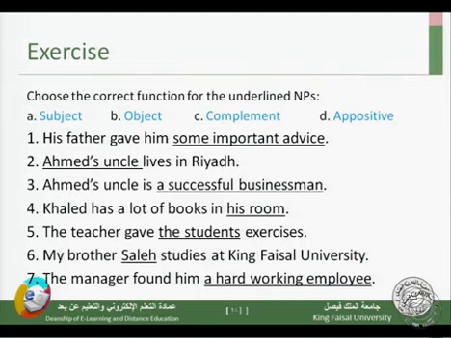So in this case, a hard-working employee is not an object. We only have one object in this case, him, and it is a direct object. A hard-working employee is a complement. It completes the object. So he found him a hard-working employee, we can restate this to say he found him to be a hard-working employee. All right, so a hard-working employee is a complement.